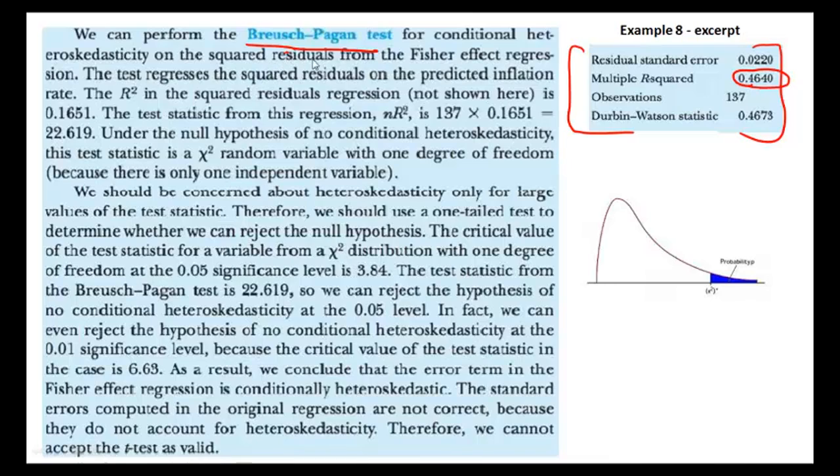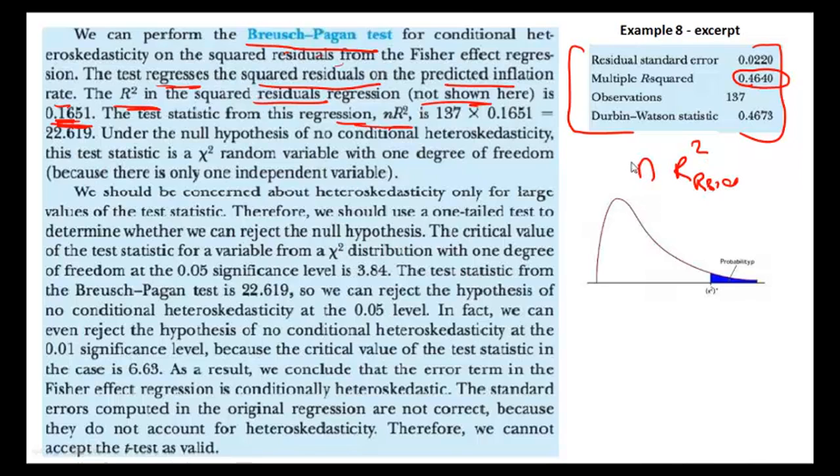And I'll actually read this. The test, this is the Breusch-Pagan test, regresses the squared residuals on the predicted inflation rate. Inflation rate was your X variable, your independent variable. So the R squared in the squared residuals regression, which is not shown here, is 0.1651. So this is the relevant R squared. Now how do you come up with the Breusch-Pagan test stat? It's the 0.1651 multiplied by n. So remember, it is n times the R squared, and this is the R squared of the residual.